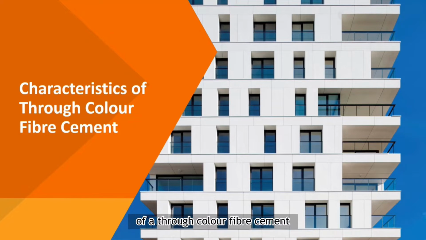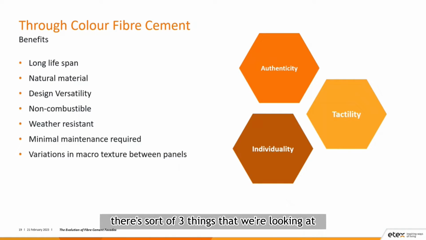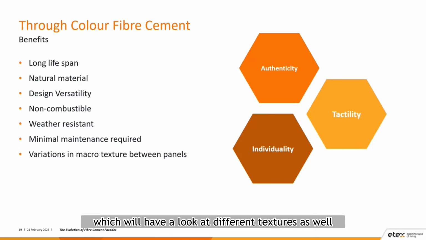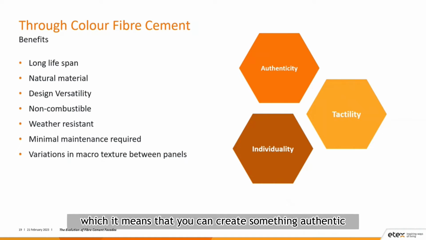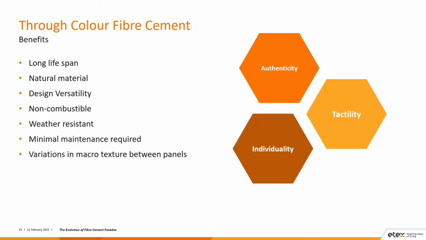So what are the characteristics of a through color fibre cement? With a through color fibre cement, there are three things that we're looking at: authenticity, tactility, and individuality as well. You have got different colors, different shapes, which we'll have a look at, different textures, which means that you can create something authentic, tactile, and individual by using one, two, or even all of the panels in the range together, maybe on the one plane or different planes of the building.